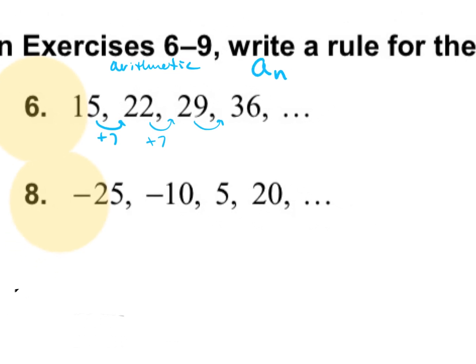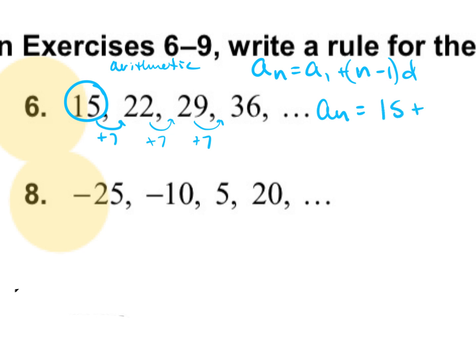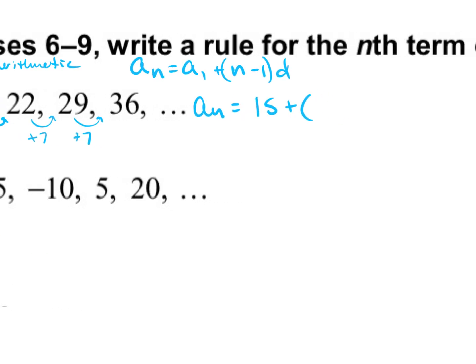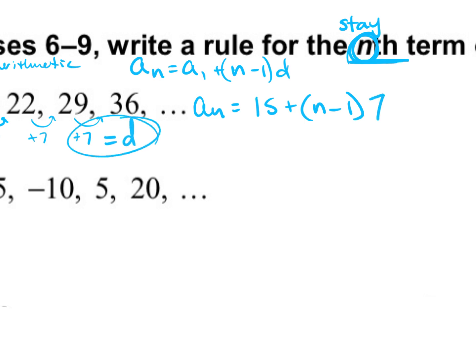So we have a sub n is equal to a sub 1 plus n minus 1 times d. So a sub n is equal to, a sub 1 is our first term. What is our first term? 15. Plus, when we're writing the rule for the nth term, n stays as n. So we have n minus 1 times d. What's d? 7. The common difference is d. So 7 would be d.